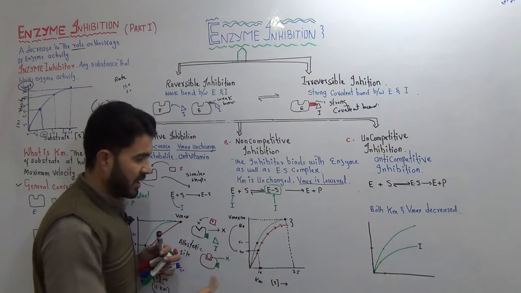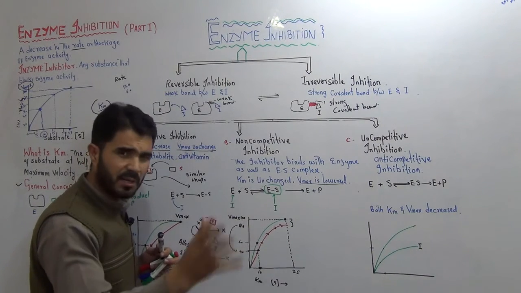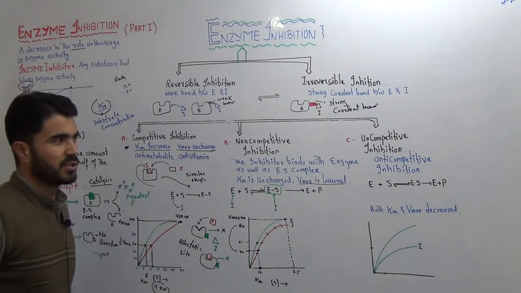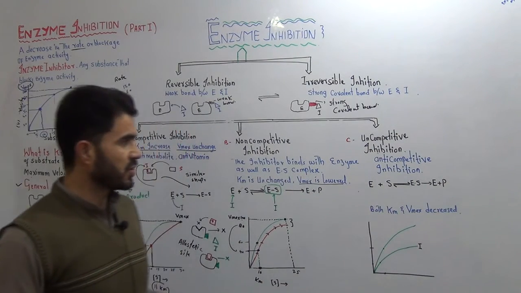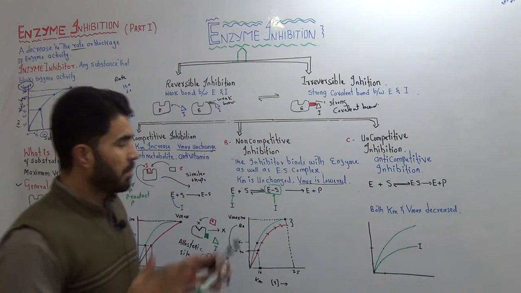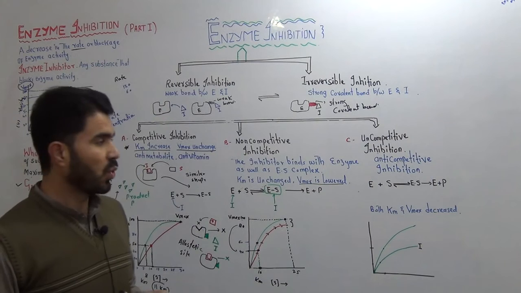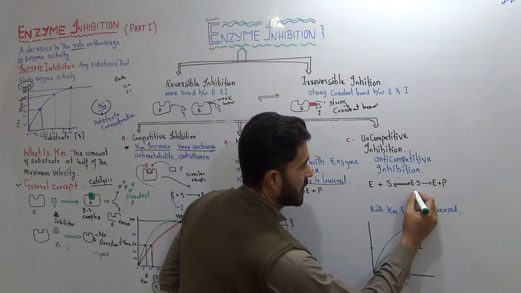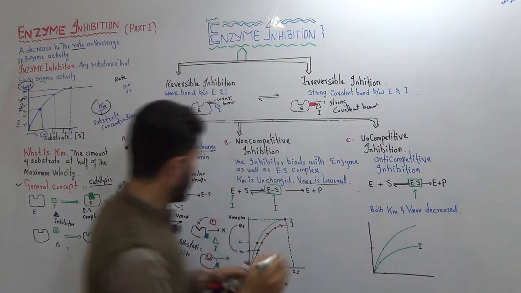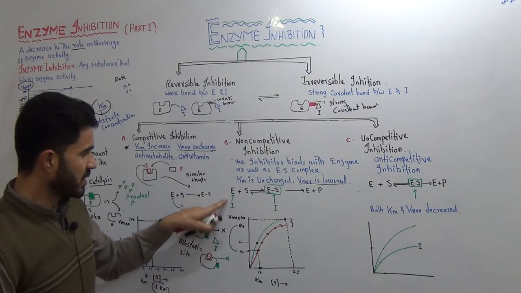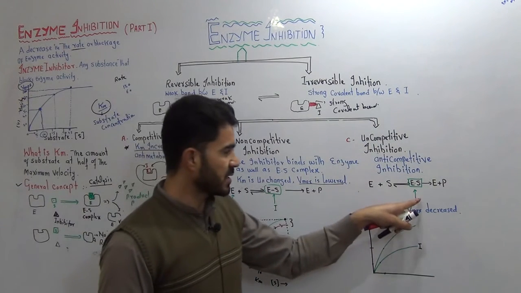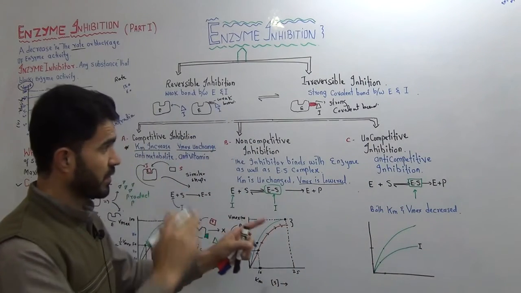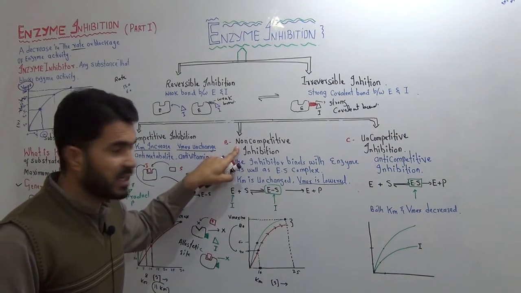So that is why you can just draw this graph. Okay, there was a little bit of confusion and the confusion has now been removed. The third one is uncompetitive inhibition. In uncompetitive inhibition, the inhibitor is there, but this time the inhibitor can only attach itself to the enzyme substrate complex. Here the inhibitor was able to attach to both enzyme as well as complex, but in this case the inhibitor can attach only to the enzyme substrate complex.